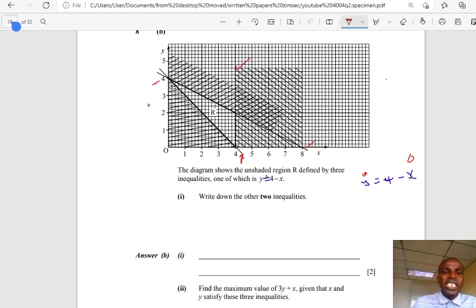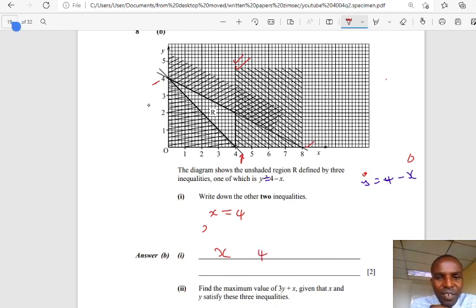Right, the other one is easy. This line here passes where x is equal to 4, right? So the equation of the line is x equals 4. Then for the inequality, you write x here, then you write 4 here. All right. Then you choose the inequality sign that you have to put.